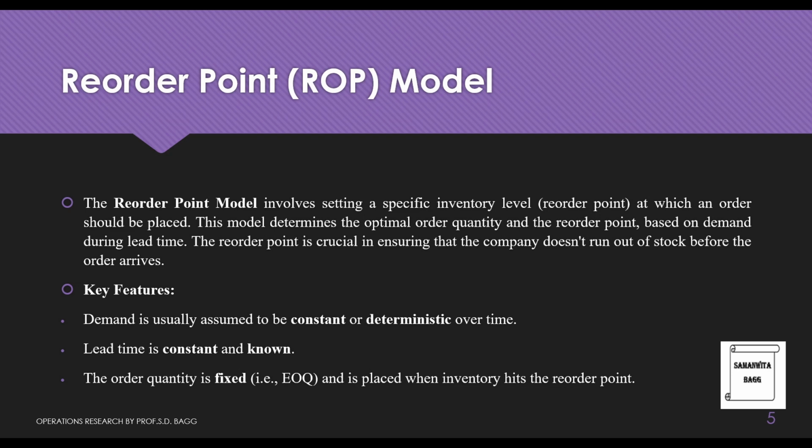Key features: demand is usually assumed to be constant or deterministic over time. Lead time is constant and known. The order quantity is fixed, that is EOQ, and is placed when inventory hits the reorder point. So these are the key features of the ROP model.